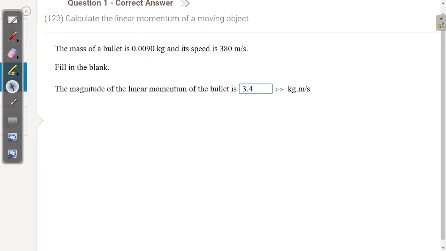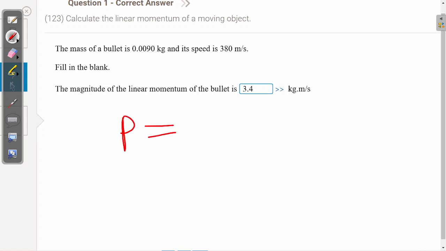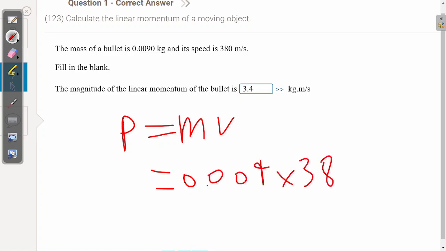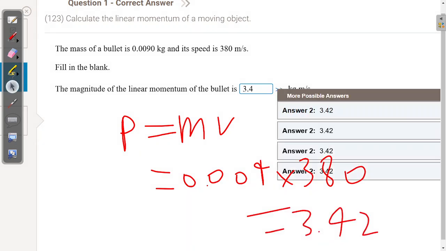Okay, let's start. The magnitude of the linear momentum. Momentum is P, it's equal to mv. So 0.009 times 380. Exactly, it's 3.42. I can put that or 3.4.